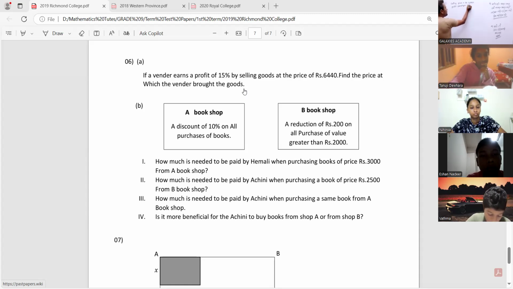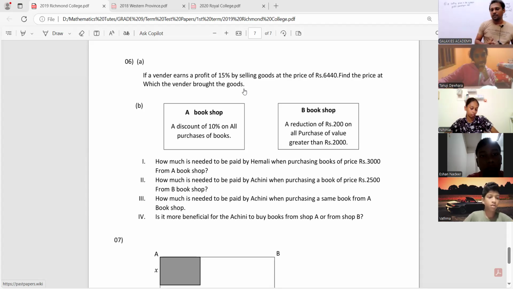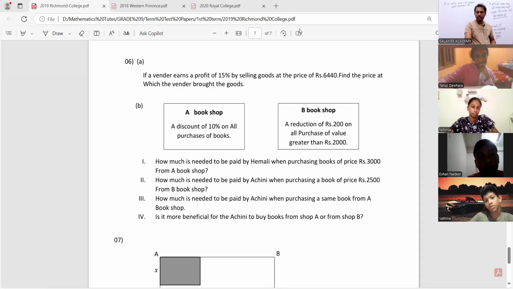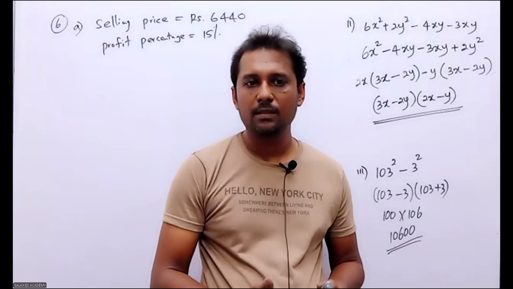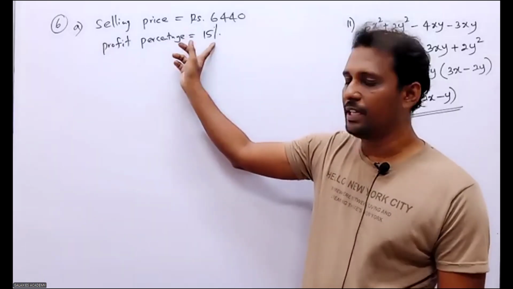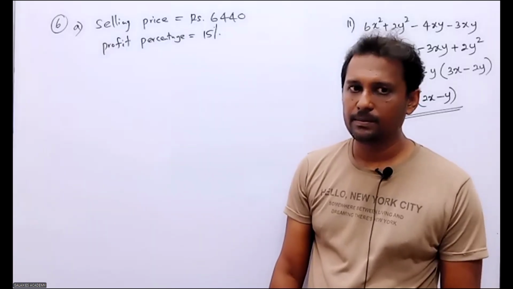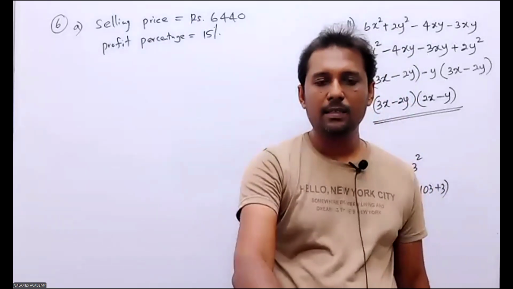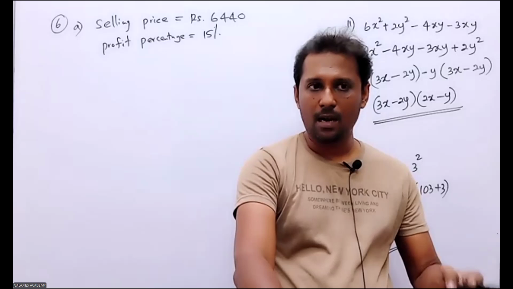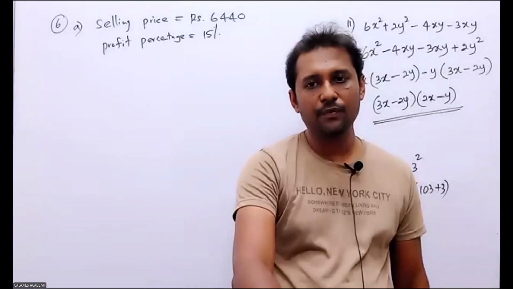Profit percentage is 15%, right? If the selling price is given and you want to find the buying price, what do you have to do? You think the buying price is 100 rupees, then what should be the selling price? He will keep 15% profit. So the selling price should be 115, right?